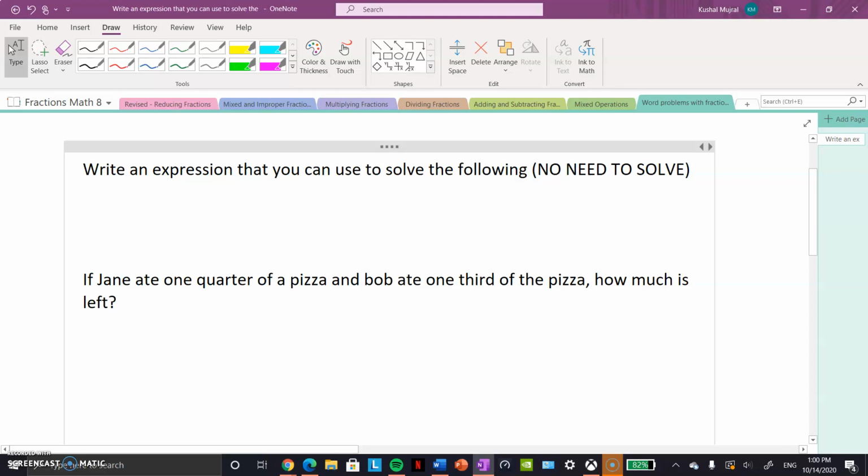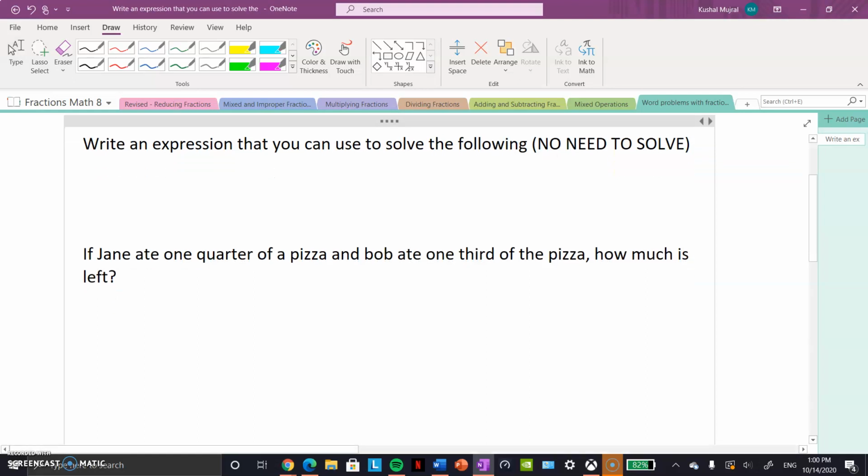Welcome to Word Problems with Fractions. For this skill, I don't want you to solve any of these word problems. I just want you to be able to set up the question and to draw the diagram, okay? So let's start with this question.